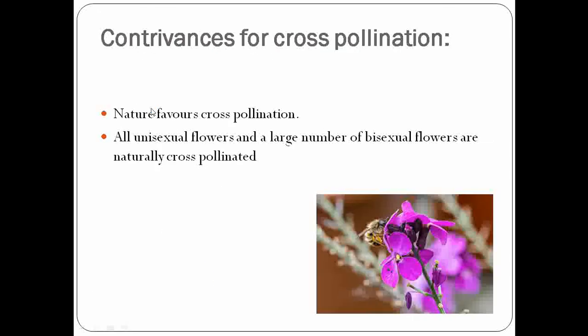So moving towards next, we are going to see the contributions to achieve cross pollination, just as we have seen for self pollination. Most of the plants which we observe surrounding us carry out cross pollination. In all unisexual flowers, and in bisexual flowers also, natural cross pollination can take place.